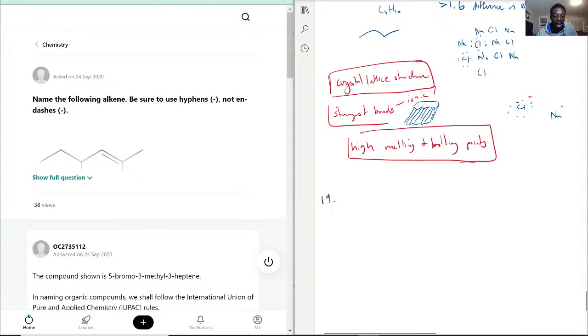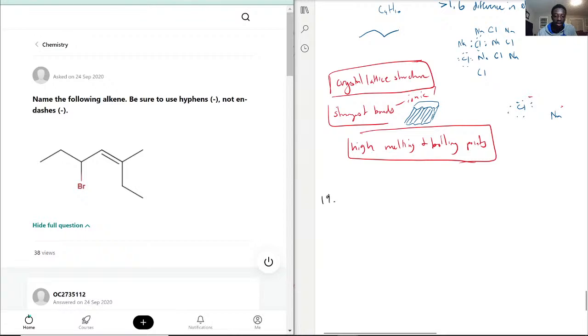Name the following alkene. Okay. Name the following alkene. The reason why they say alkene and not alkane is because if you look at the picture right away, you'll see there's a double bond there. And when you have double bonds, it's no longer an alkane, where it's fully saturated, but now there's a little bit of unsaturation there, which is a double bond.